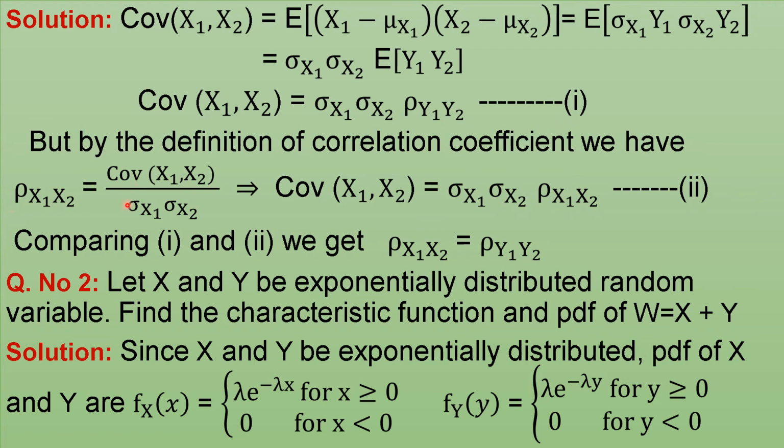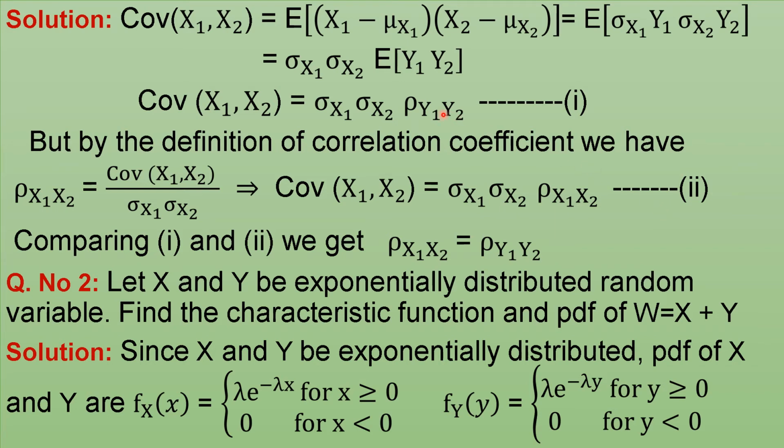Using that we get this. Now here x1 and x2 are... we get covariance of x1, x2 as equal to sigma x1 into sigma x2 into rho of x1, x2. Call it as 2. This is from the definition of the correlation coefficient.